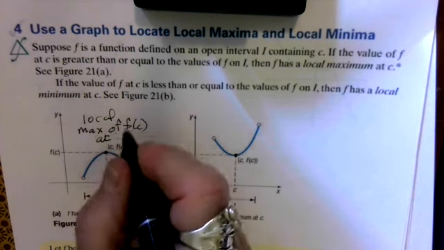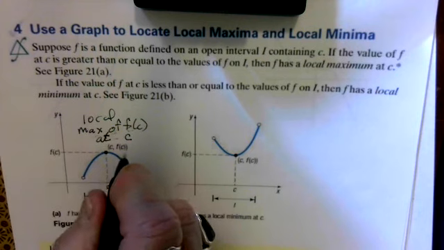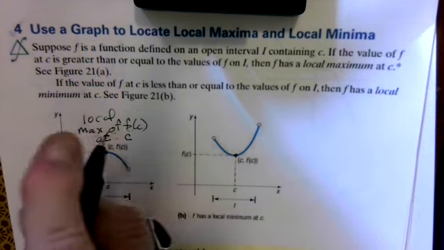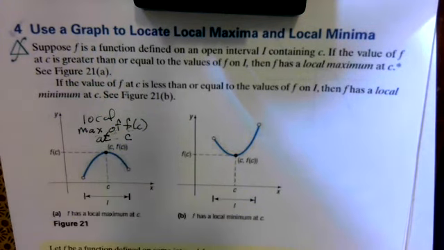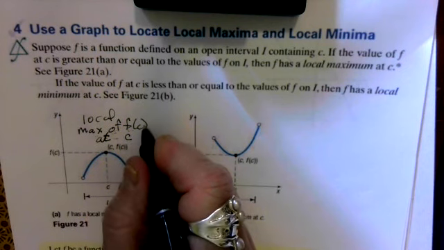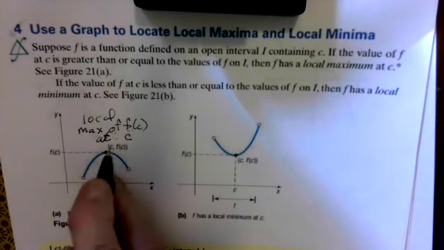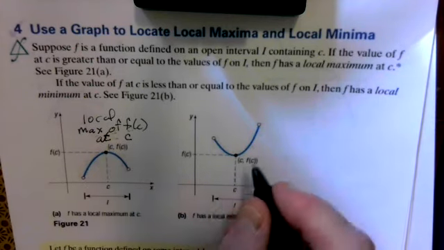This is important, like say you're in business and your manager wanted to know what number of cars we need to sell in order to maximize our profit. So c would be the number of cars and f of c would be the profit, and there would be some kind of equation relating them. So this is a local max.